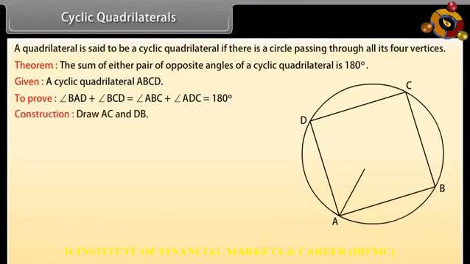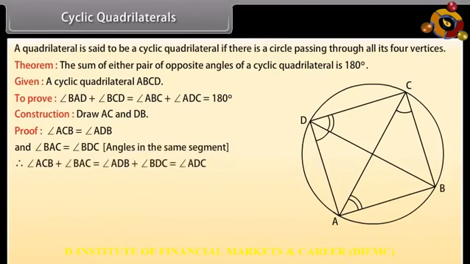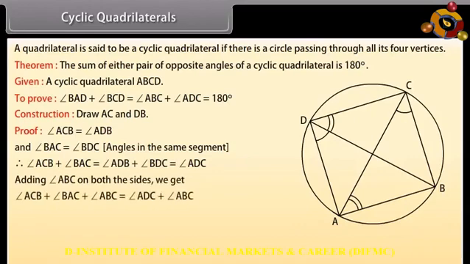Construction: draw AC and DB. Proof. Angle ACB is equal to angle ADB and angle BAC is equal to angle BDC because these are the angles in the same segment. Therefore, angle ACB plus angle BAC is equal to angle ADB plus angle BDC, which equals angle ADC. Adding angle ABC on both sides, we get angle ACB plus angle BAC plus angle ABC is equal to angle ADC plus angle ABC.